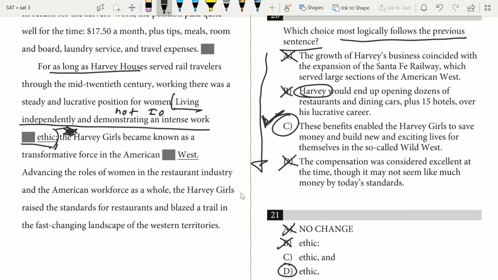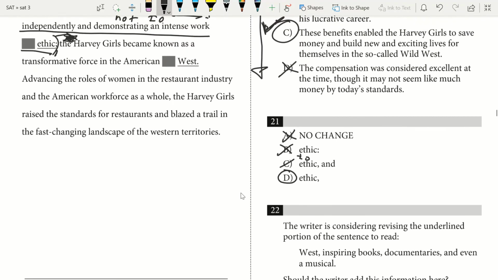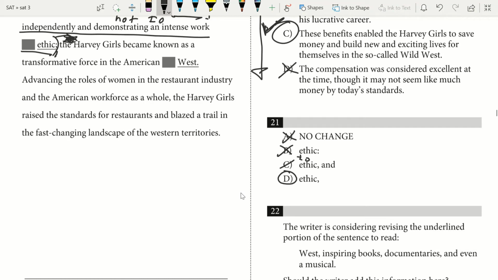Our answer is not going to be B because we would need an independent clause before it, and we don't have that as we discussed. And our answer for C also isn't, because if we have comma and, we would also need an independent clause before it, which we don't have. So our answer choice is D. The Harvey girls became known as a transformative force in the American West.